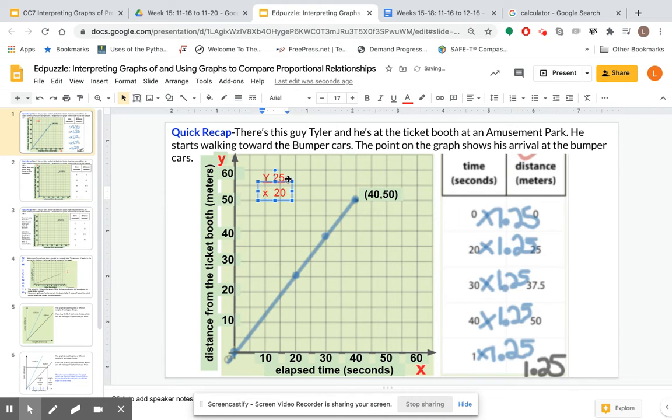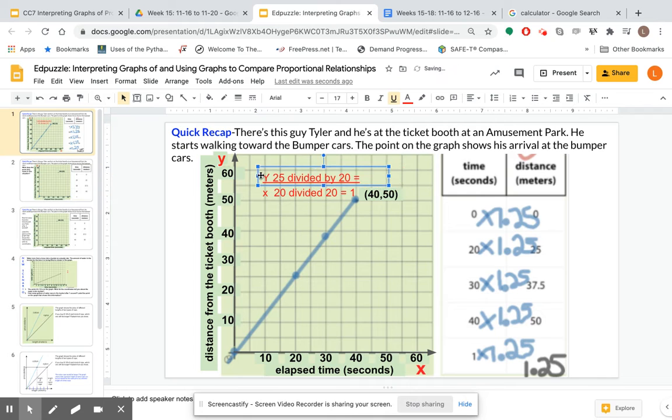Okay, all right. So now in order to figure out that the rule is 1.25, what you do for any rate set up like a fraction is you divide by the bottom number. By the way, the X number always goes on the bottom. So 20 divided by itself is equal to 1, okay? Now, whatever you do to the bottom, you gotta do to the top. So 25 divided by 20 is actually gonna equal 1.25, okay?